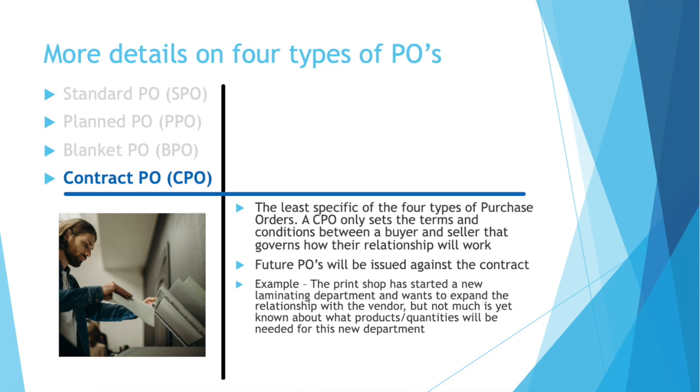So, in our example, the print shop has now started a new laminating department and wants to expand the relationship with their existing vendor. They don't really know their quantities yet for this new laminating division, but they want to strengthen their existing vendor relationship. So, a contract PO, a CPO, is created.